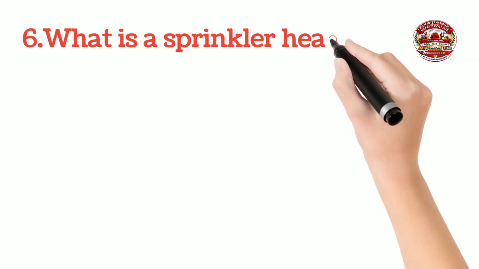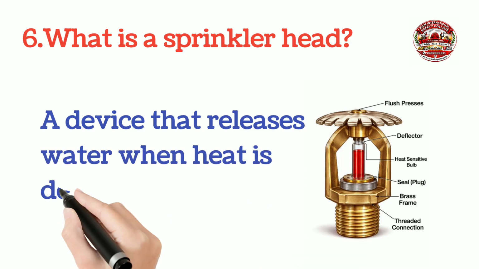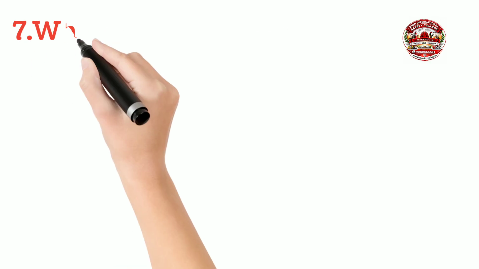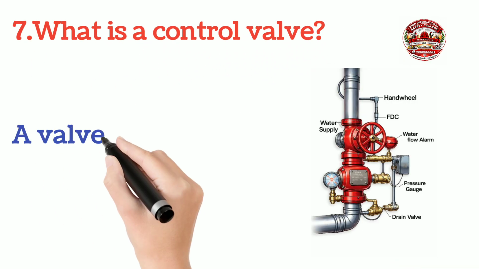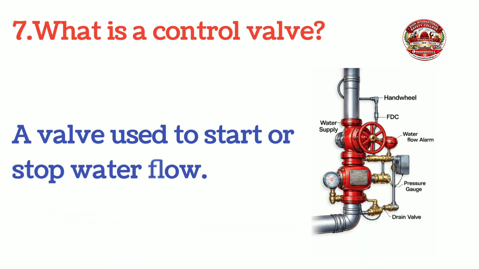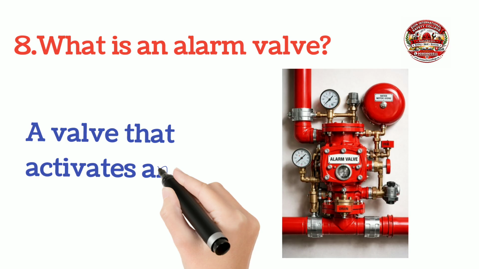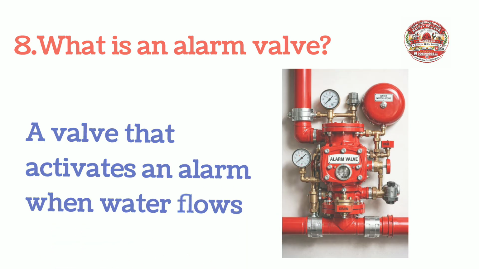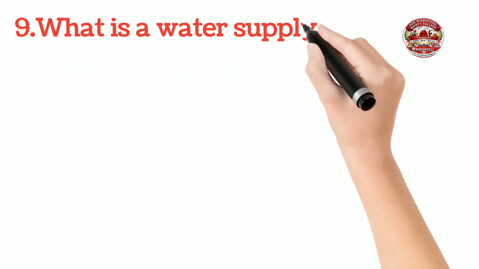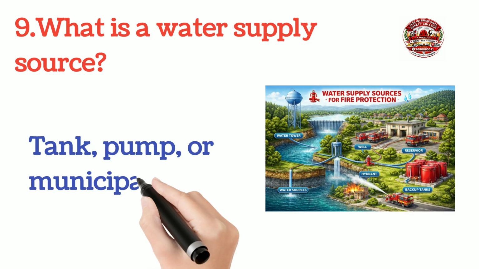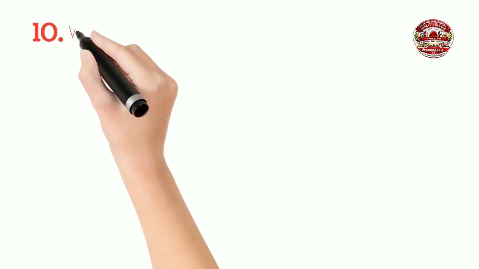What is a sprinkler head? A device that releases water when heat is detected. What is a control valve? A valve used to start or stop water flow. What is an alarm valve? A valve that activates an alarm when water flows. What is a water supply source? Tank, pump, or municipal supply.